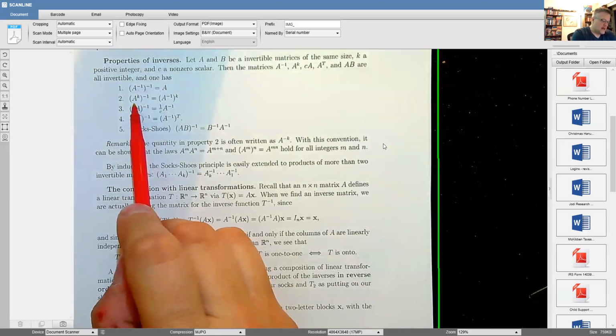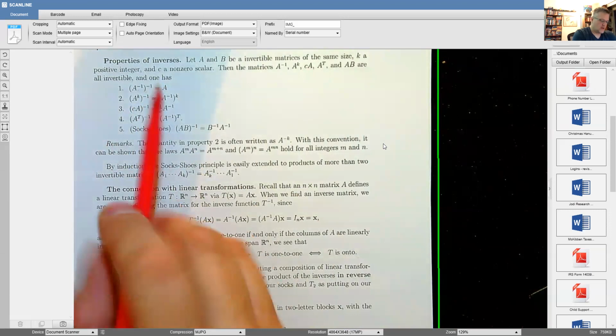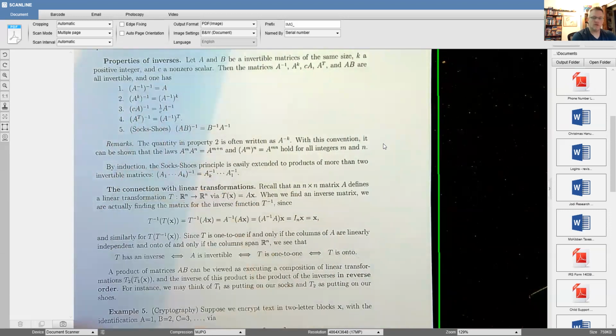Similarly here, A to the K, if I take the inverse of a power, it's like computing the power of the inverse. And so you can interchange those two. Again, by exponent rules, that is easy to see, but that's not what's going on here because A is a matrix. So that actually takes some doing by induction to prove.